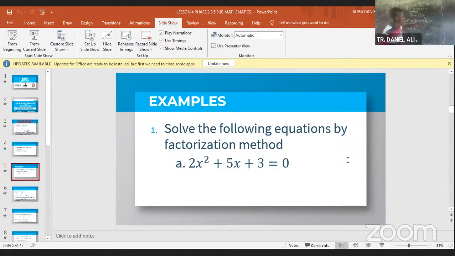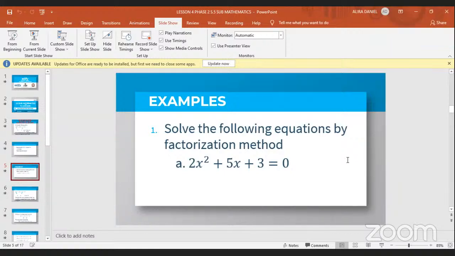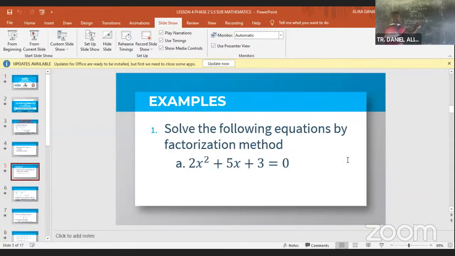Then the second bracket, what is the common factor in the second bracket? Okay, let me hear from Rodrigo. 3. Very good. The common factor here is positive 3, not only 3, but positive 3. I remain here with x plus 1, and the whole must be equal to 0.